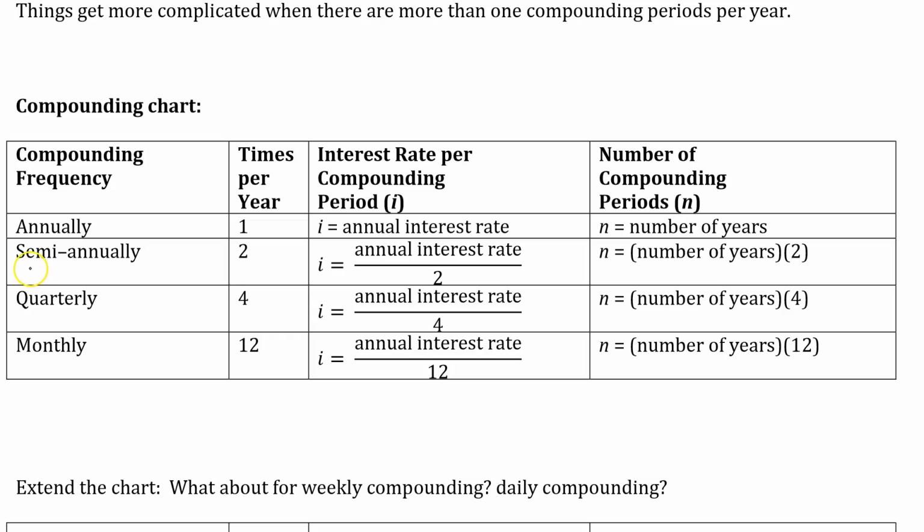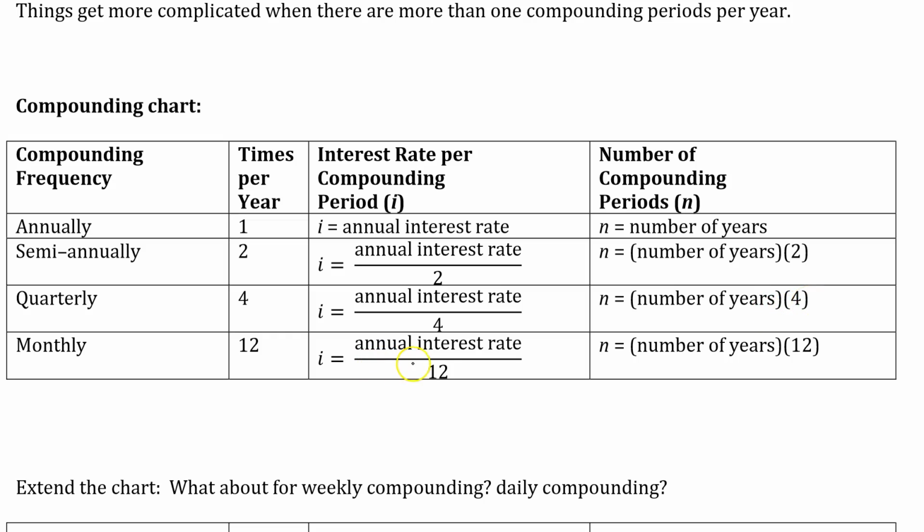But what happens if it compounds semi-annually? What happens if 2 times a year they take the interest, put it onto the principal and reinvest it alongside the principal? Well, that means that you take your annual interest rate and you divide by 2, and that becomes your i. The number of compounding periods is the number of years times 2, because there are 2 compounding periods per year. Quarterly, you would just divide the interest rate by 4 to get your i. And to get the number of compounding periods, you take the number of years and you multiply it by 4.